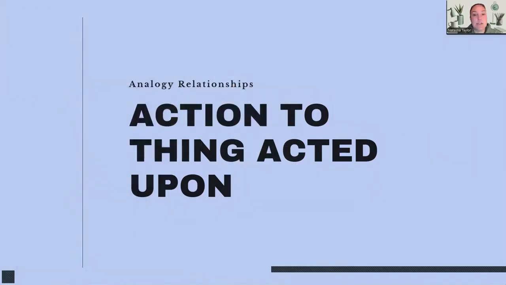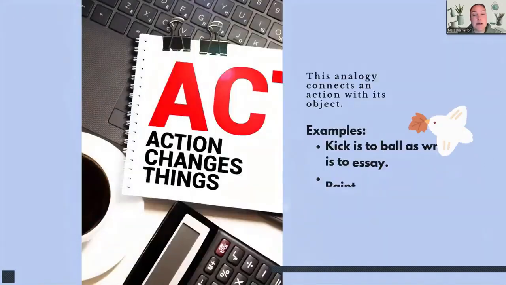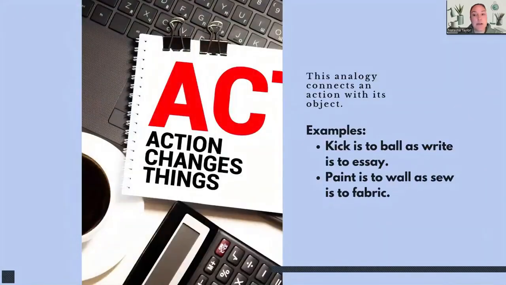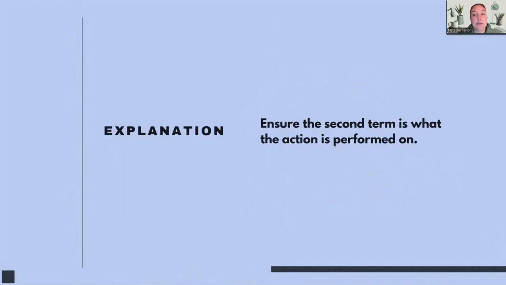Analogy relationships. Action to thing acted upon. This analogy connects an action with its object. Examples: kick is to ball as write is to essay. Paint is to wall as sew is to fabric. Explanation: ensure the second term is what the action is performed on.